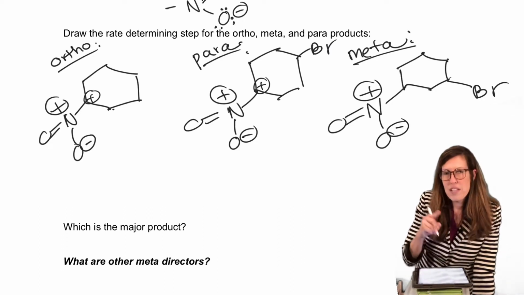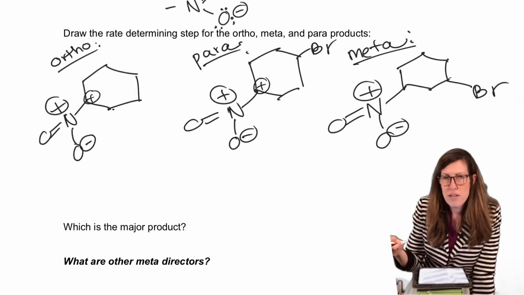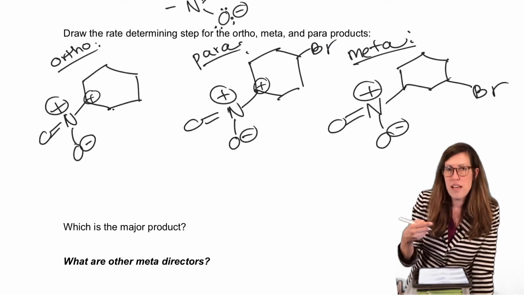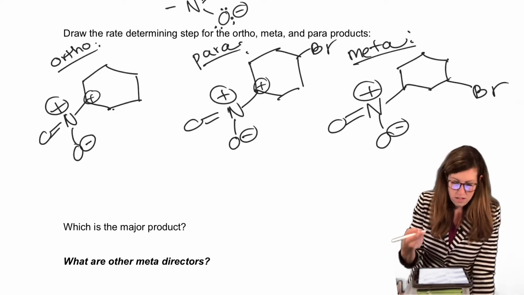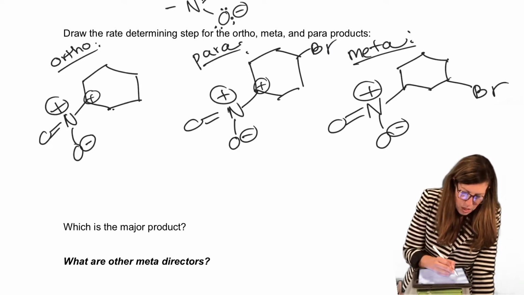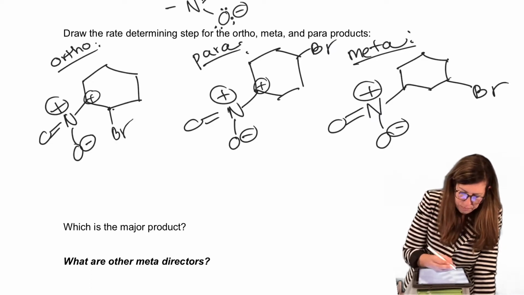One of my favorite ways to approach these is to say, can it be ortho or para? In other words, can the nitro help that positive charge when it lands on that carbon? So that's the question we'll be asking. Okay, so what that means is if it's ortho, our bromine went here. If it's para, our bromine went there. If it's meta, our bromine went there.